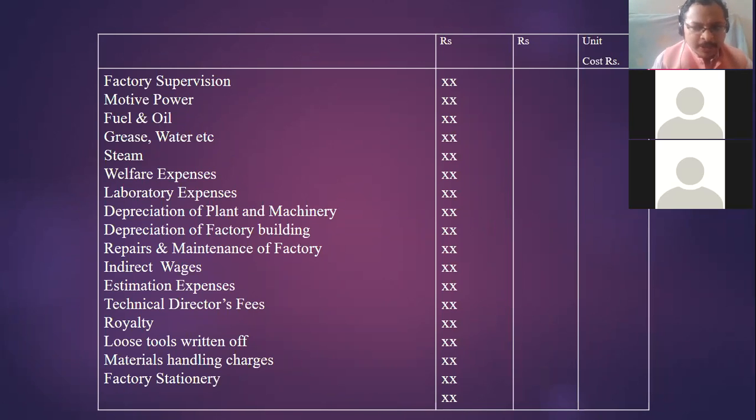Should I go to the next slide? Sir, what is welfare expense? Related to workers. Indirect expenses related to workers, like indirect wages or various other benefits which we give to the workers. They are not directly involved in production, so their expenses will come here.